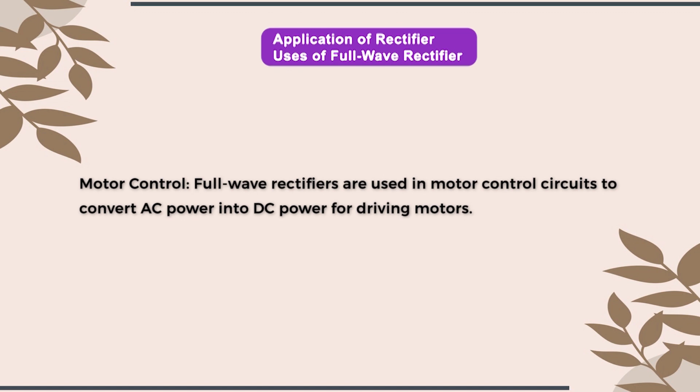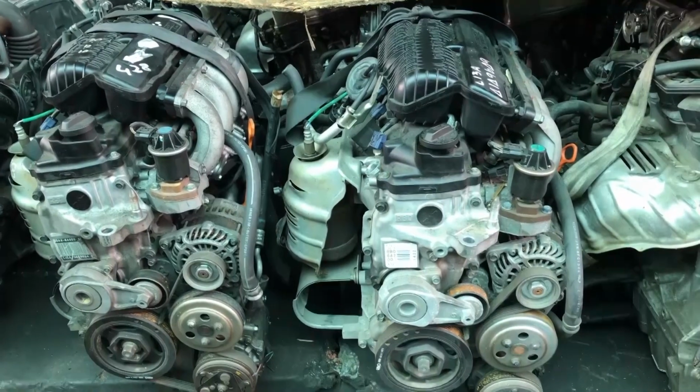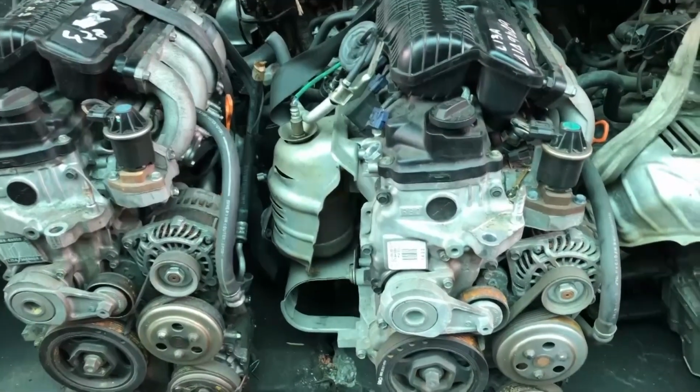Next application is for the motor control. The full wave rectifiers are used in motor control circuits to convert AC power into DC power for driving motors. Now, the example for this is that suppose you have to run a DC motor and the supply required is DC, and the supply available is AC. So, first we have to convert that AC into DC to run our motor. So, for this the full wave rectifiers are used.